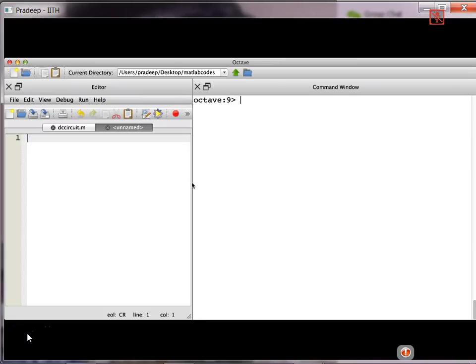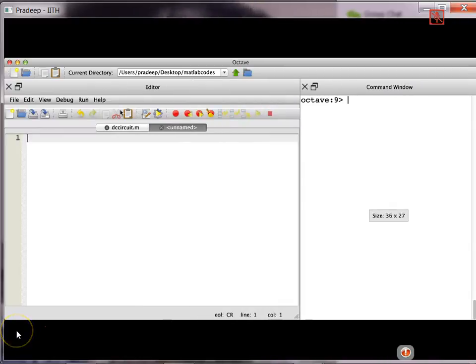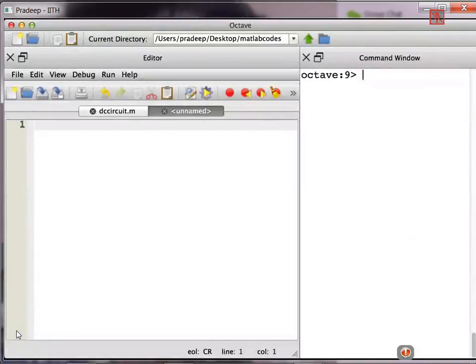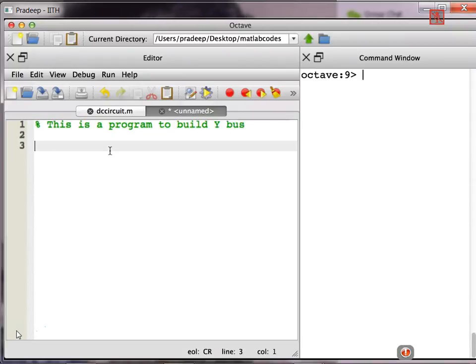Now notice the program that I'm going to write on the left side of the screen. This is a program to build Y bus. For line data, I'll just call it L data. So what is my line data?